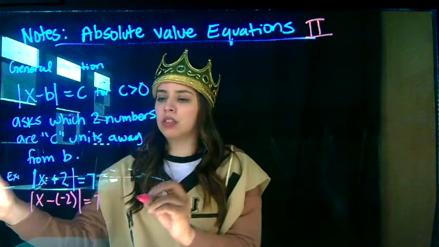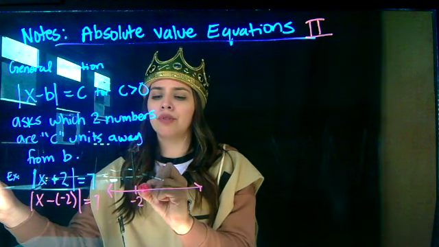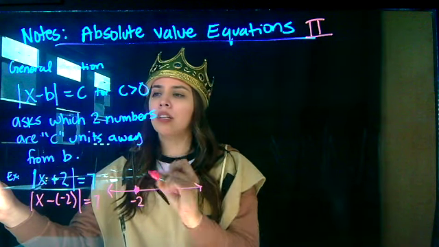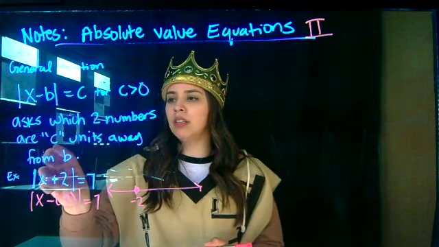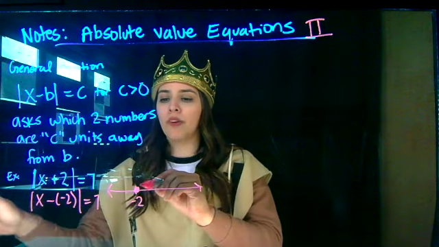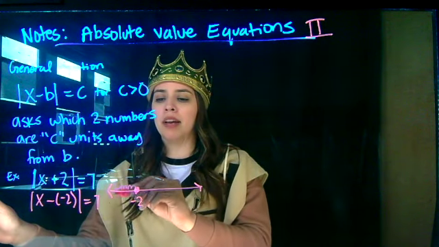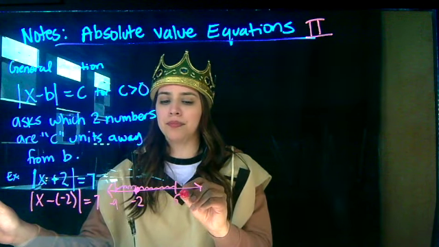So now we would ask ourselves, if I have a number line and I plot negative 2, here's my plot. Which two numbers are 7, or c, units away from b, which is negative 2? If I count to the left, I eventually end up at negative 9. And if I count to the right, I end up at 5.